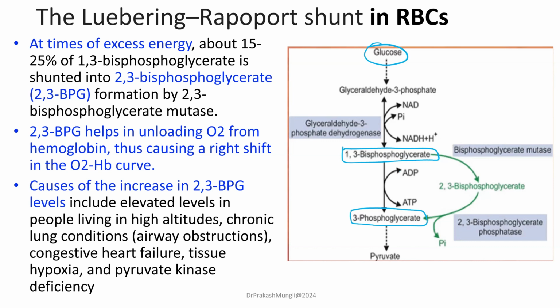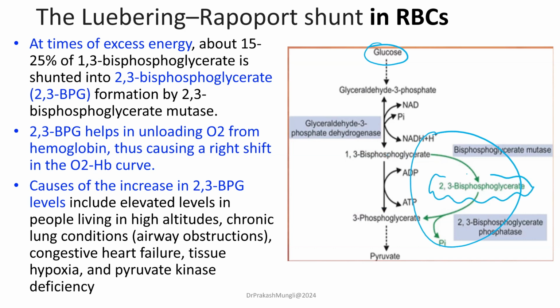Now, the shunting mechanism, the other direction that it is going, as you see in the green arrows there, this side of the reaction. This 1,3-bisphosphoglycerate is diverted into a molecule called 2,3-bisphosphoglycerate. And simply we write it as 2,3-BPG. Whenever you come across the term 2,3-BPG, it is 2,3-bisphosphoglycerate. Why is this 2,3-BPG important for you?